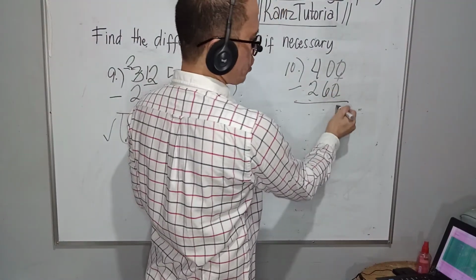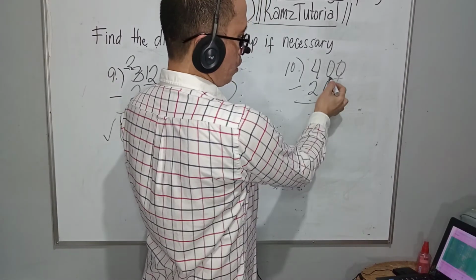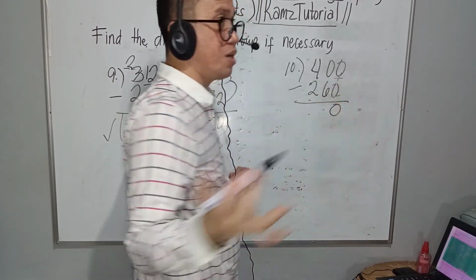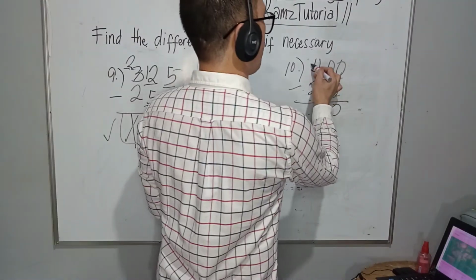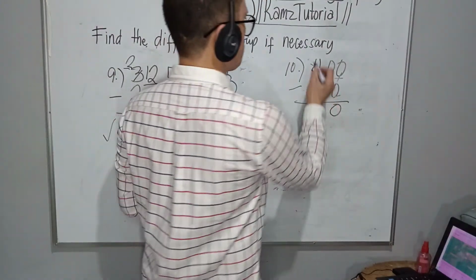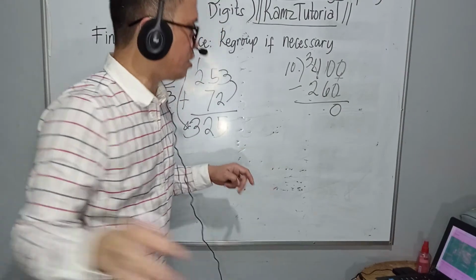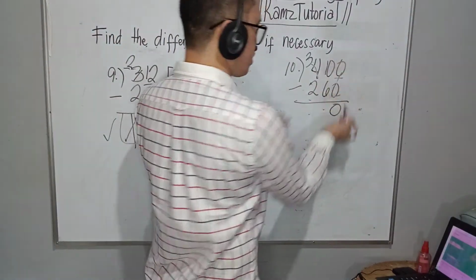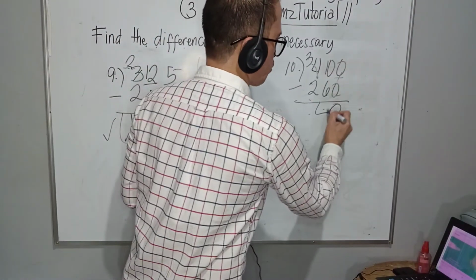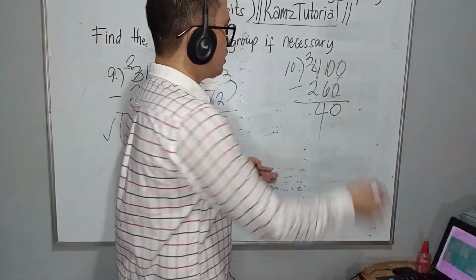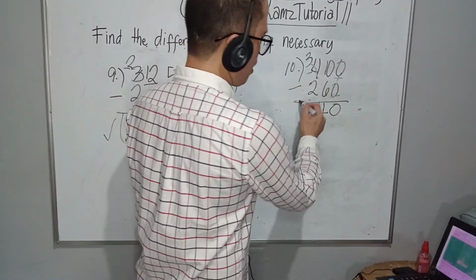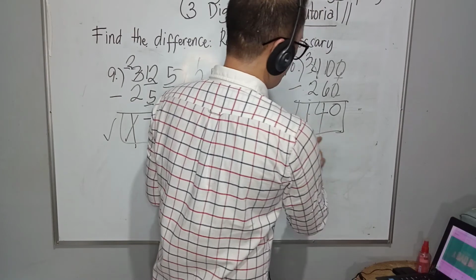Bring down 2 zeros here. 0 and 6, so cannot be, guys. So remember, 0 borrows from the hundreds place value. So 4 becomes 3 and 0 becomes 10. Now we are going to subtract 10 minus 6 and we're going to write here, guys, 4. Next 3 minus 2, we have our difference here, 140.